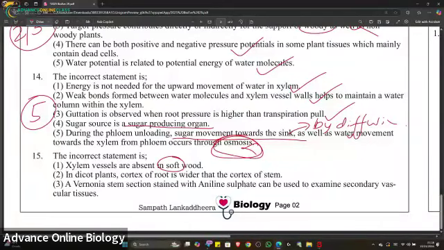Incorrect statement: xylem vessels are absent in softwood. Check this one. What is softwood? The gymnosperm wood. So this statement is correct. In dicot plants the cortex is wider. Correct.